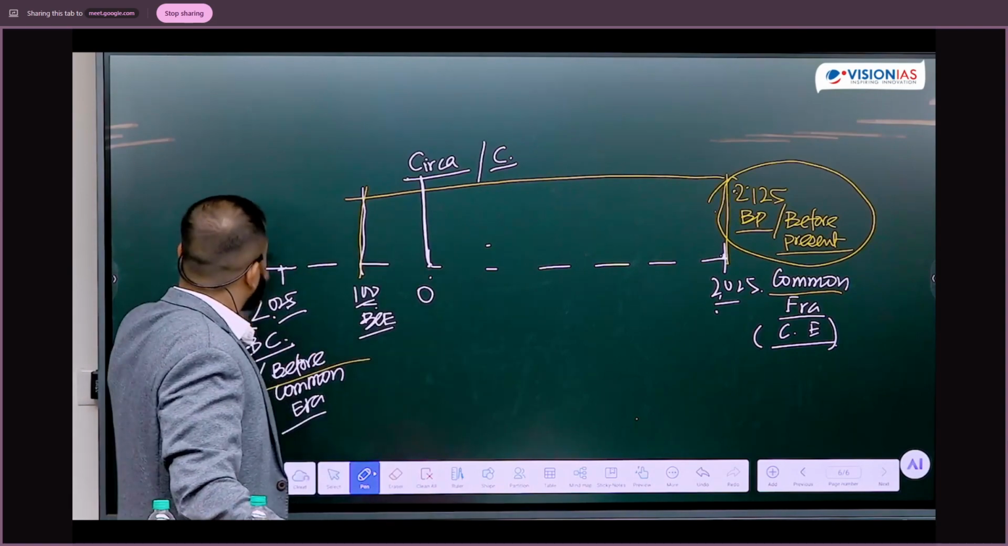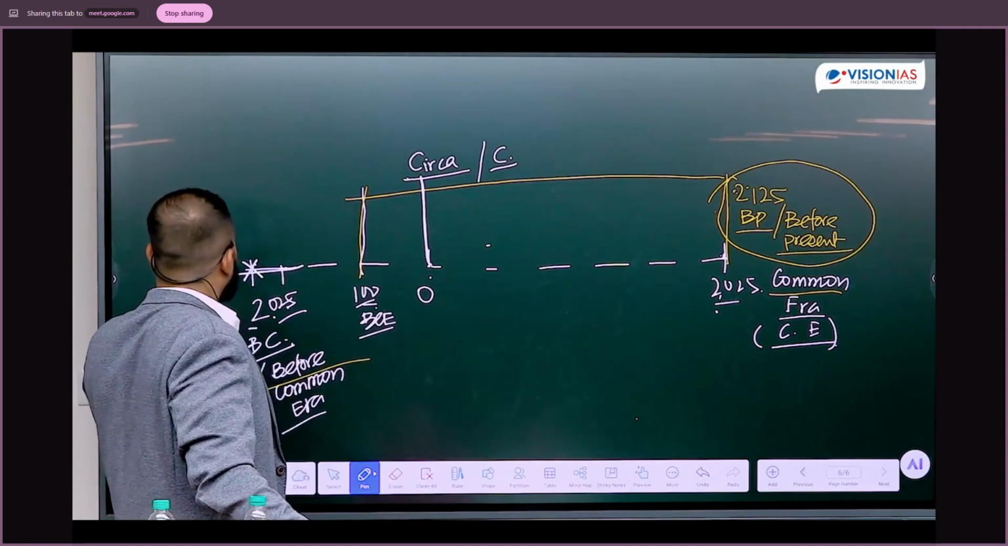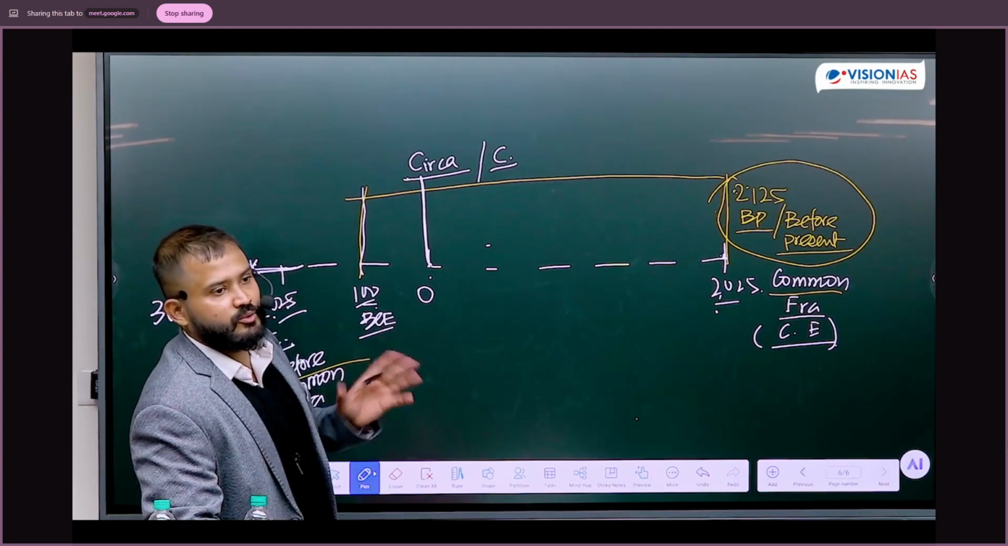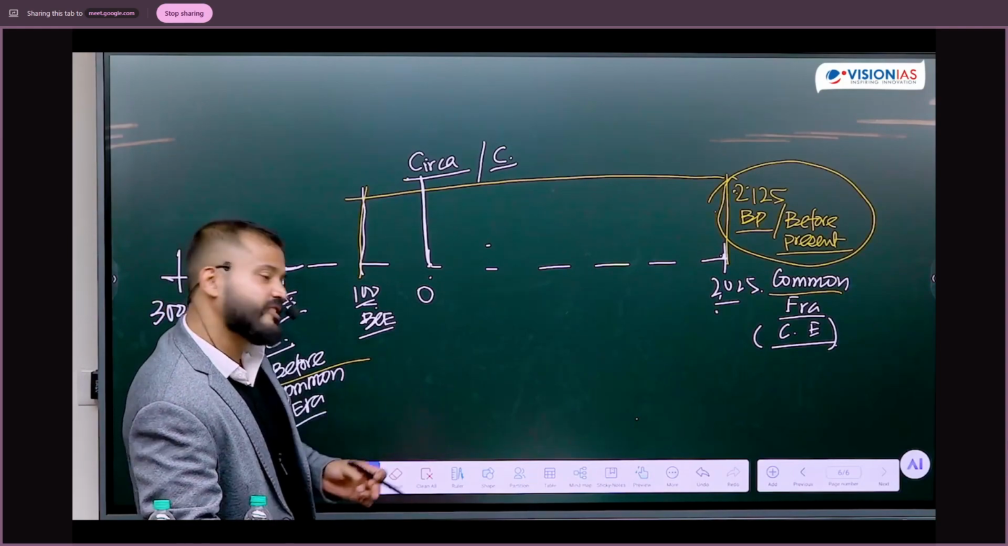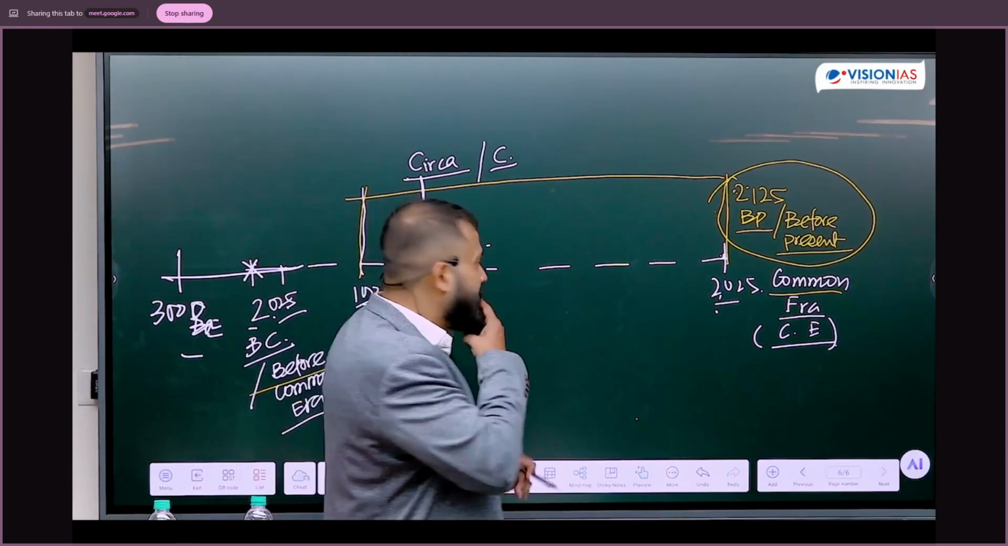Again, I'm taking another example. Suppose you want to say 3000 BC. In terms of BP, can you explain that? 2025 plus 3000. What will it be? 5025. Is it clear? That means 5025 BP.